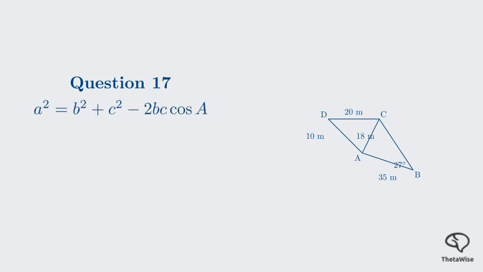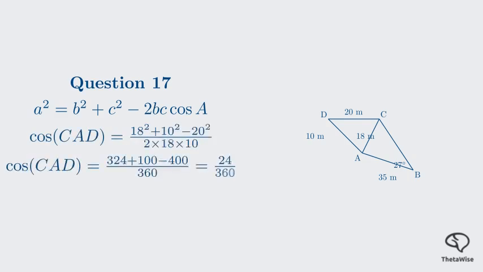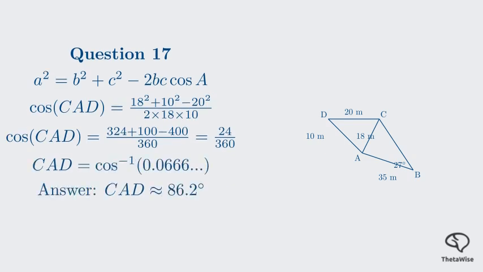Question 17 takes us to a football pitch, which is basically a problem involving non-right-angled triangles. In part A, we need to show that angle CAD is 86.2 degrees. Look at triangle ACD. We know all 3 sides. AC is 18, CD is 20, and AD is 10. To find an angle when we have 3 sides, we use the cosine rule. Let's rearrange it for the angle. Calculating the values, we get 24 over 360. Taking the inverse cosine, we find that CAD is approximately 86.2 degrees.